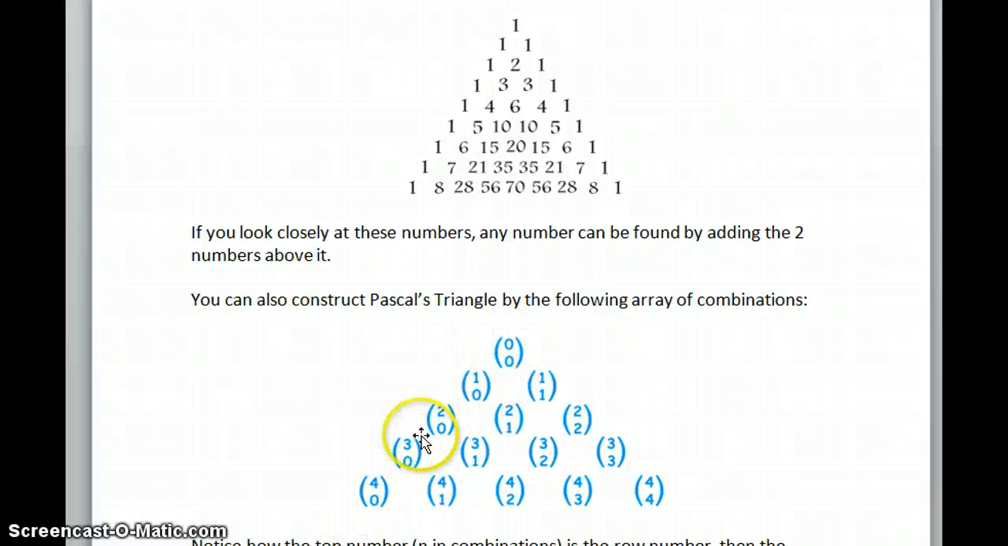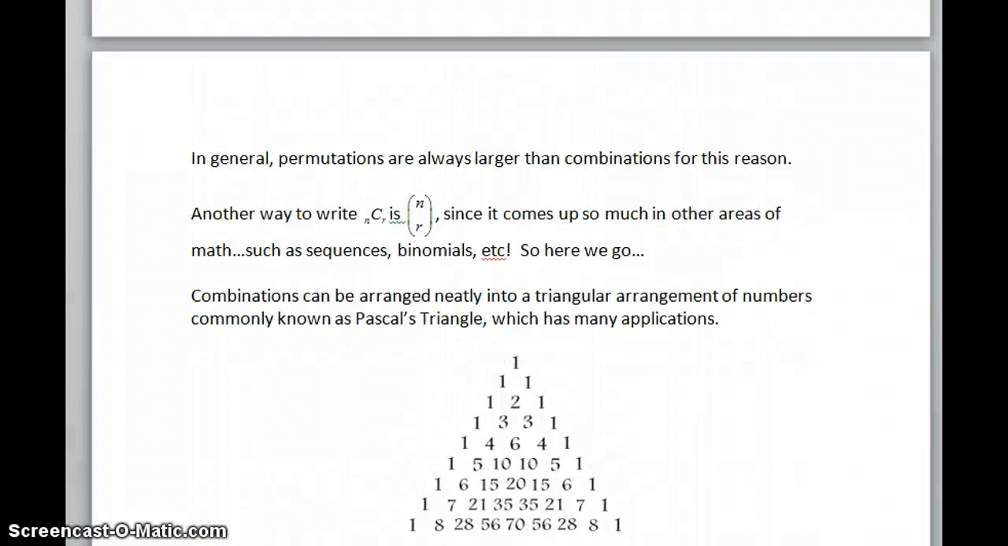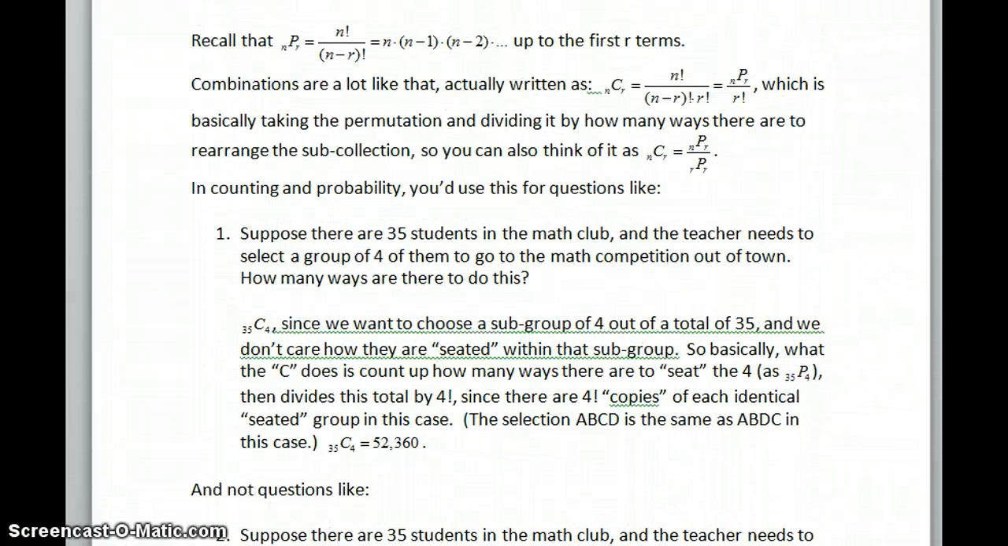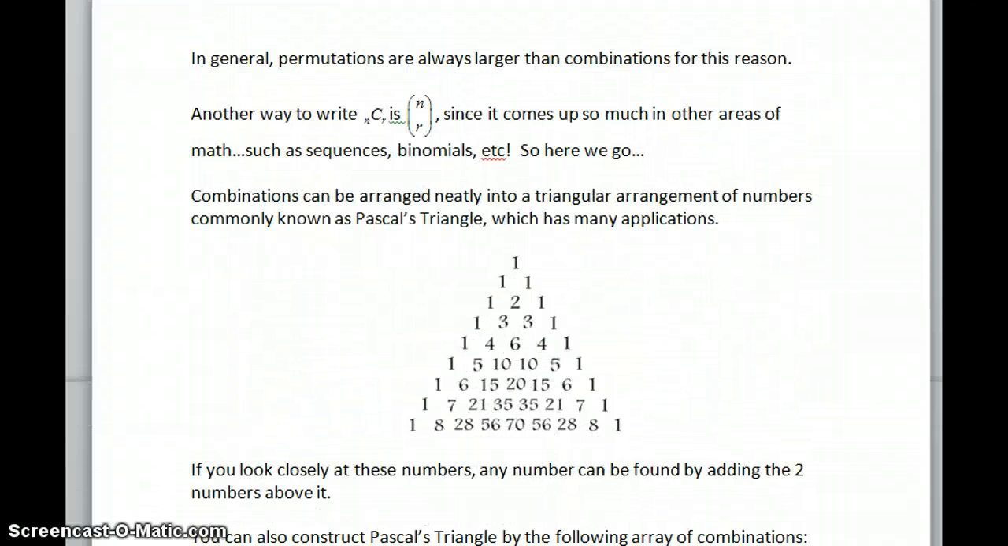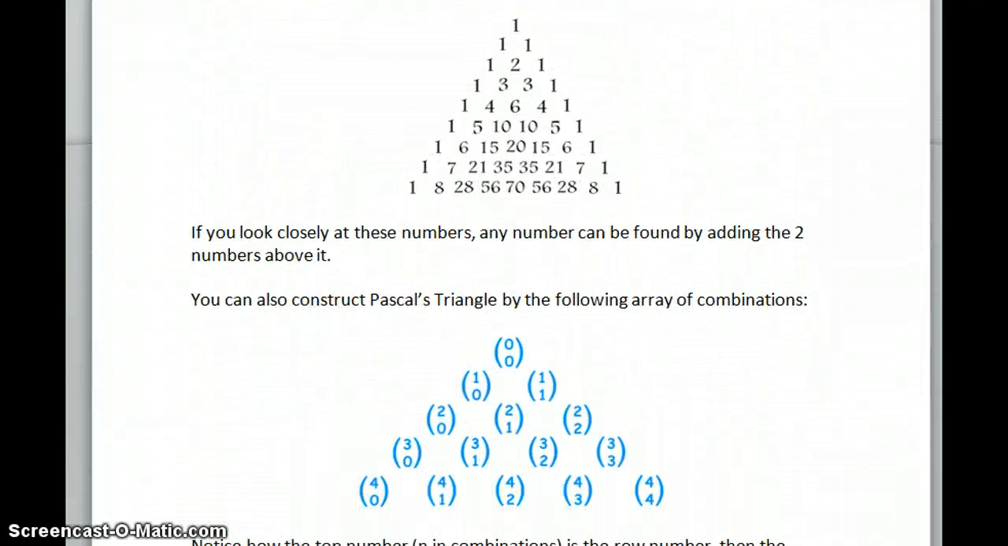If you did it with the factorial notation in the formula up here for NCR, it would always work out to be 1 also. You would see that. Remember, 0 factorial is 1. And this is one of the reasons they defined it that way.